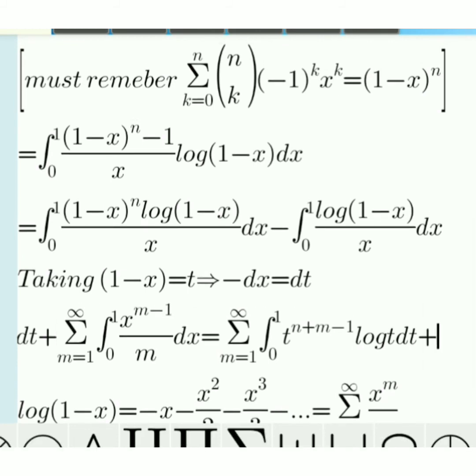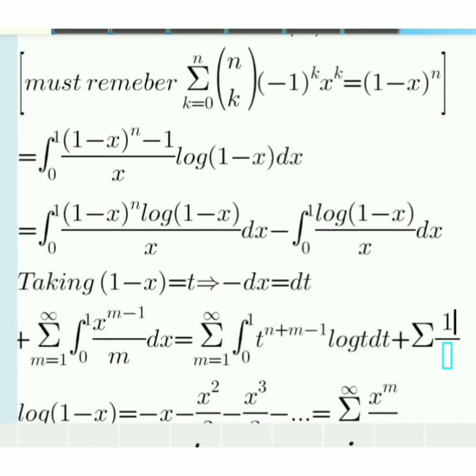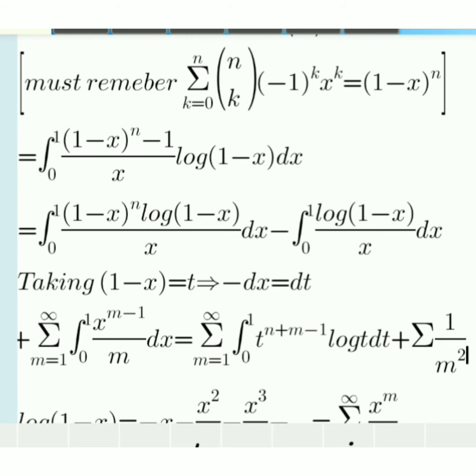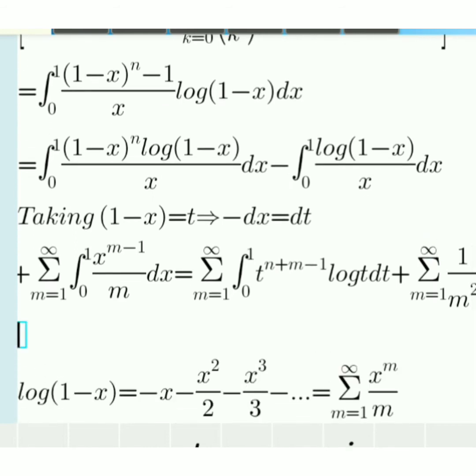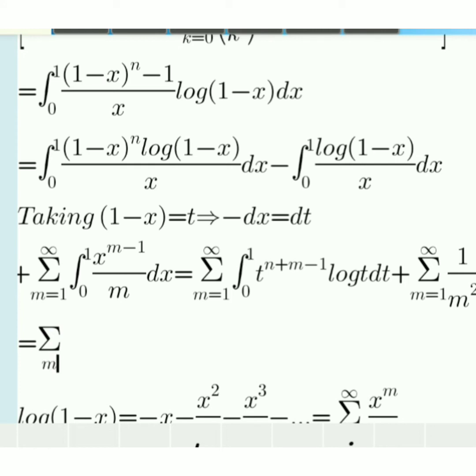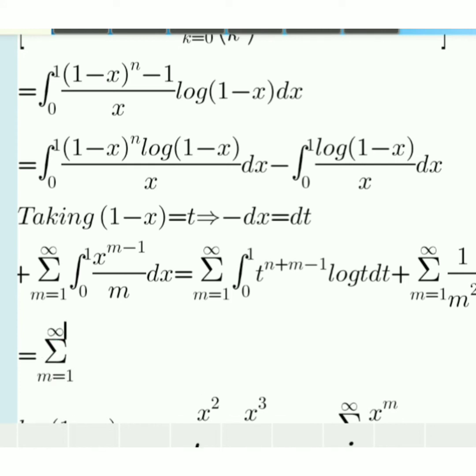and we can get summation 1 by m square, m equals 1 to infinity, because of the log formula. After that, next what can I do? Then I can get summation m equals 1 to infinity 1 by n plus m, and it can also be written this way, 0 to 1, as the derivative of d t to the n, derivative by parts.